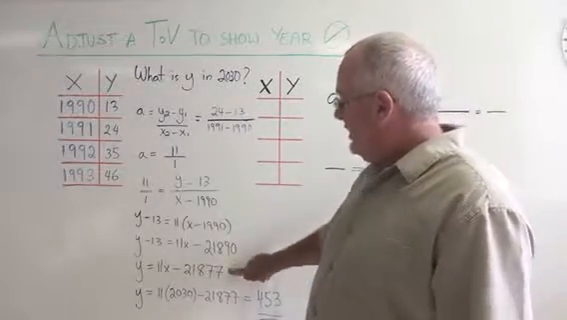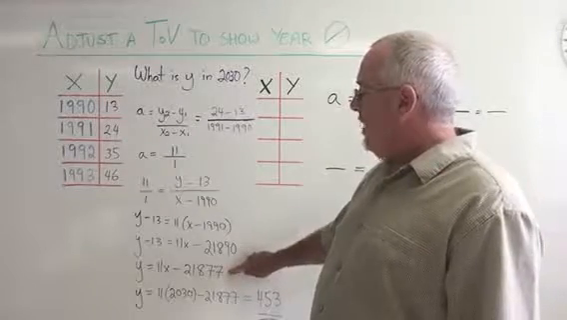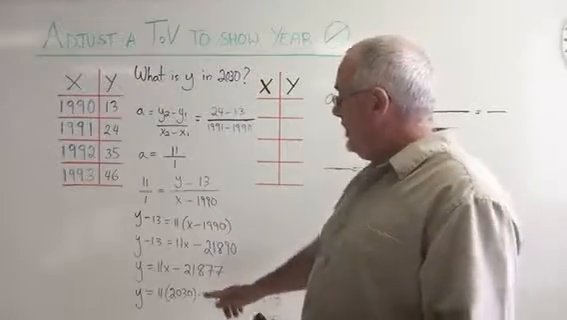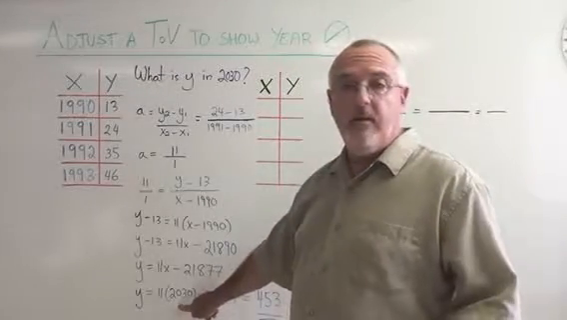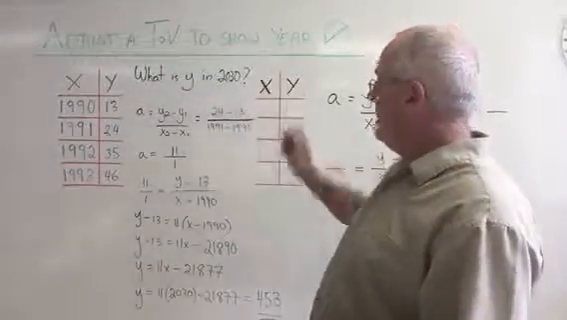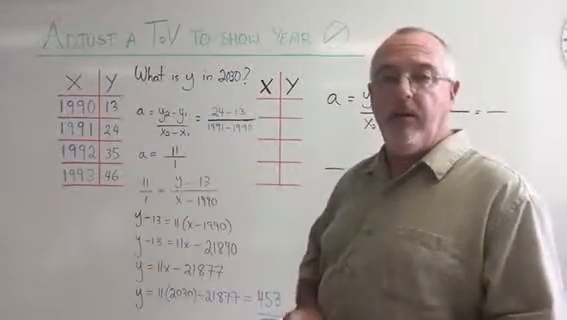At the end, once I found out that my straight line equation was y equals 11x minus 21,877, I plugged x equals 2030, the year 2030, into the equation so that I could find the y value and answer the question. My answer was 453.